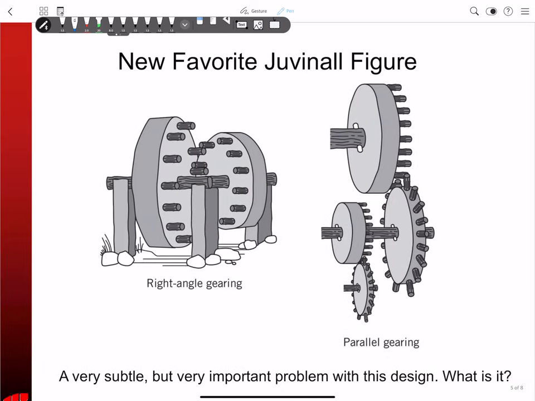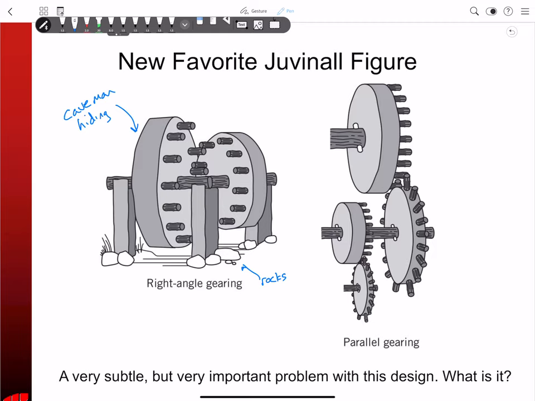All right, so Juvenal has this awesome picture. You got some rocks here, right? And there's probably a caveman back here somewhere. All right, there's a caveman back there, and they're doing something. This is a great picture of gears, right? Right angle gearing, and then we have some parallel gearing on the right here. And besides this being a funny picture, it points out a very subtle but very important problem.